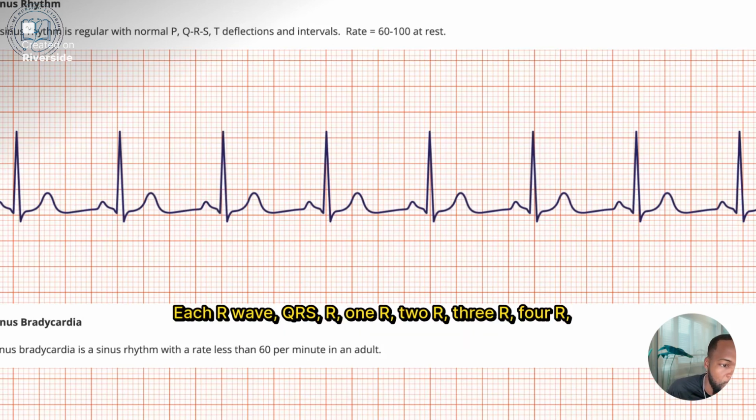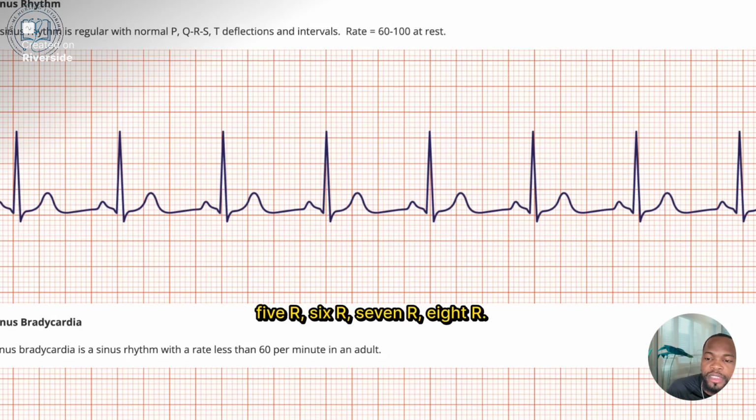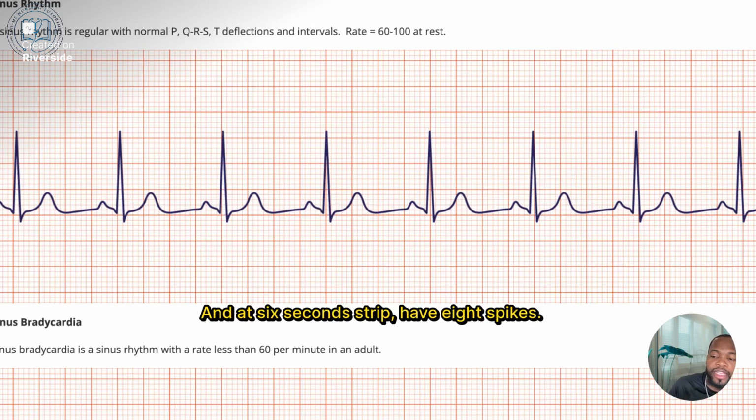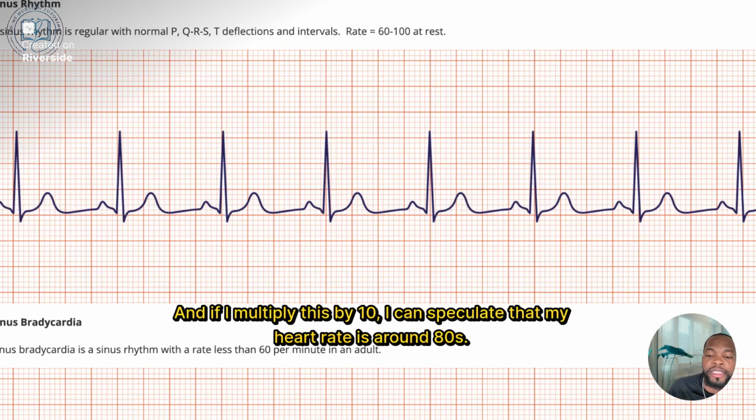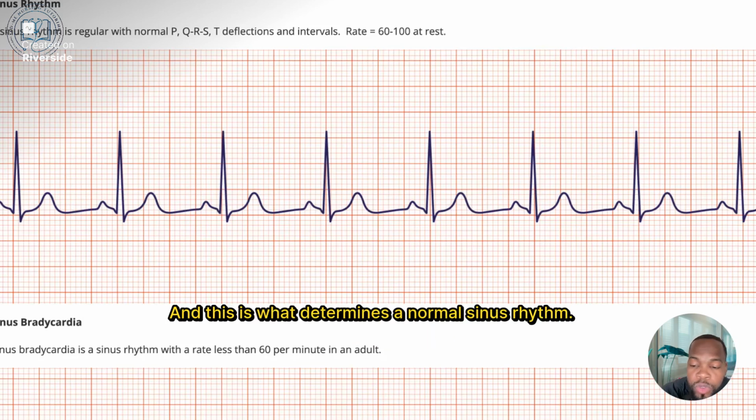Let's count it. Each R wave, QRS: 1R, 2R, 3R, 4R, 5R, 6R, 7R, 8R. In that 6-second strip, we have 8 spikes. And if I multiply this by 10, I can speculate that my heart rate is around 80. And this is what determines a normal sinus rhythm.